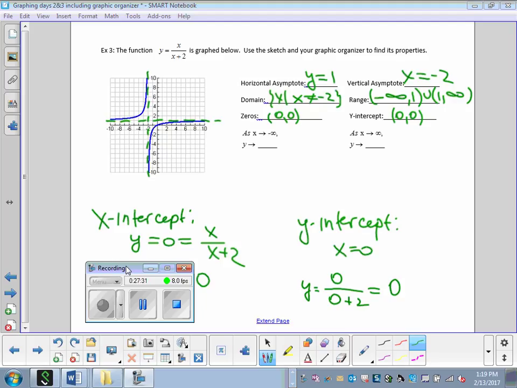Yes? Could you write it in set notation for the range? I could.